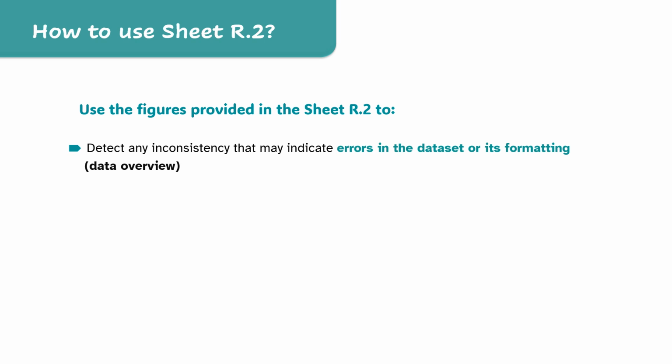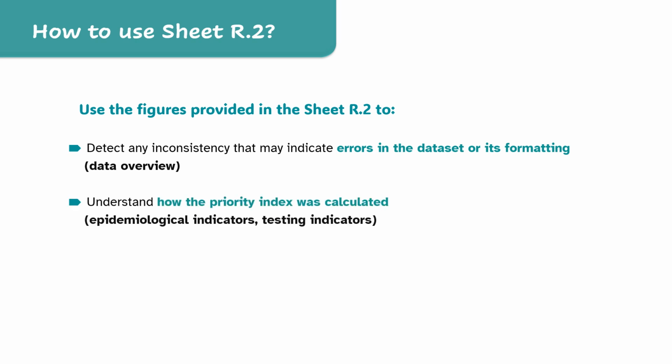Use the Data Overview section of Sheet R2 to verify that it is consistent with your dataset. If you detect any inconsistencies, this may indicate errors in the formatting of your dataset or errors at the data upload step. For example, maybe you did not include all geographic units of your dataset in the calculations. Investigate the cause of error and correct it as needed.